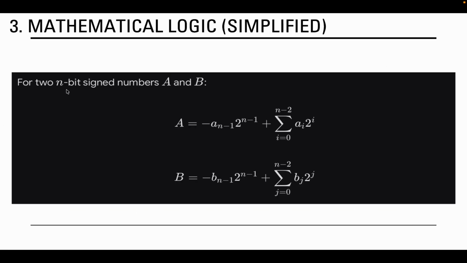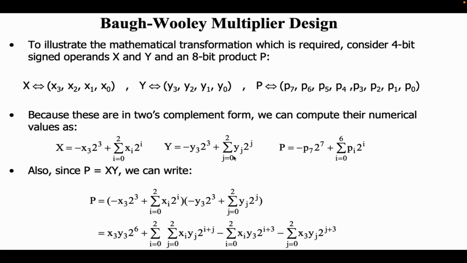Whenever you have n-bit signed numbers, that is A and B, you will get it in this form of the equation. This equation you have to remember. So let us see how we get that equation. Considering X and Y as your inputs, we have 4 bits: x3, x2, x1, and x0. y3, y2, y1, and y0 are your other inputs. P7 to P0 will be your final output, that is an 8-bit output. Because these are in 2's complement form, we can compute their numerical values as follows. You know that at the end of the x values, you will have an MSB bit. So we'll convert this into this equation form.